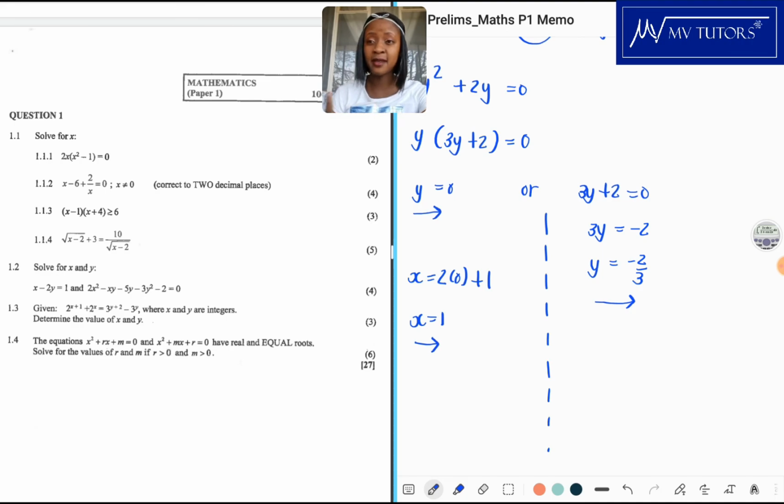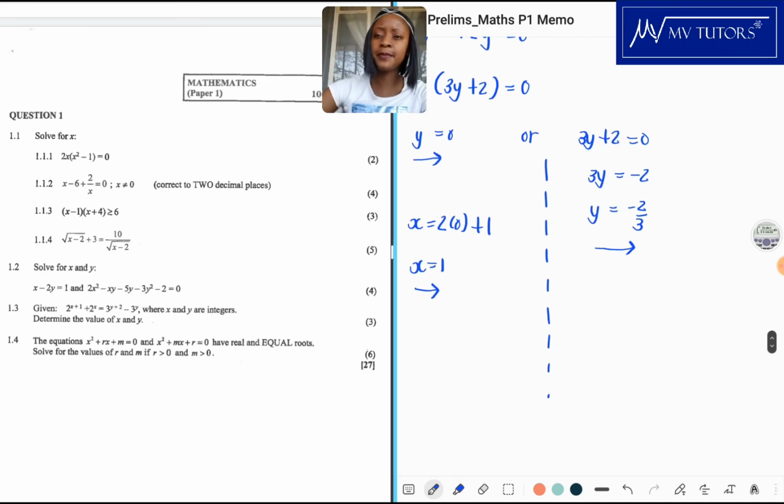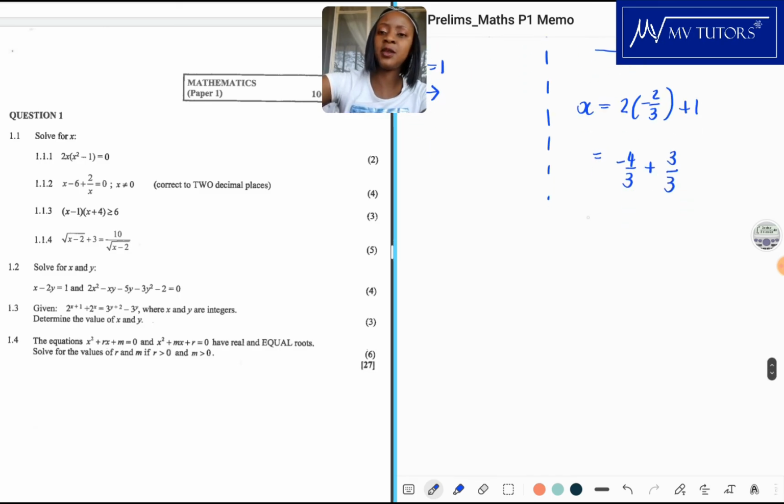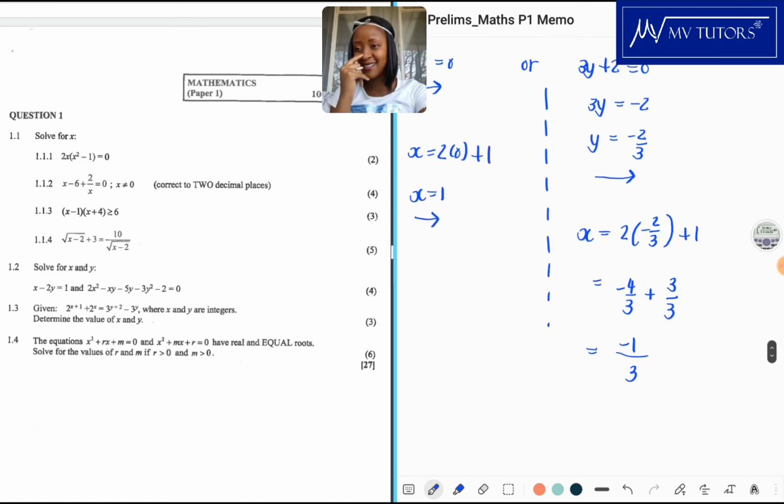We also need to test this. And here, x is equal to 2y plus 1. So we have negative 4 over 3. I'm going to write 1 as 3 over 3 so that I have one common denominator. Minus 4 plus 3 is minus 1. So I have negative a third. Should I really test this? Yes, we should.